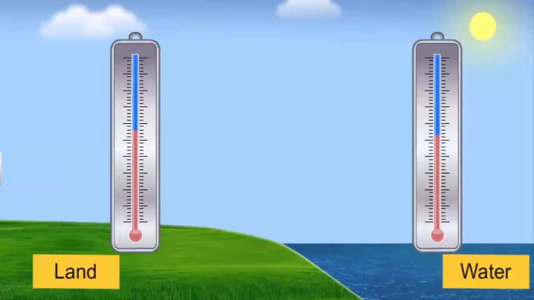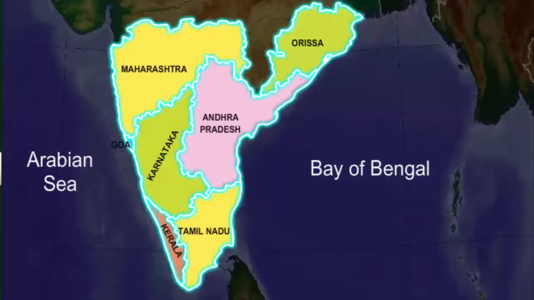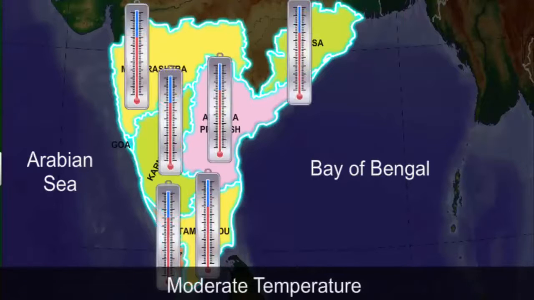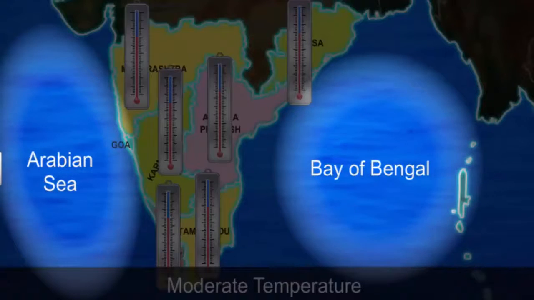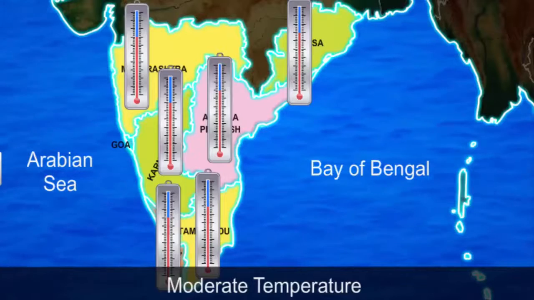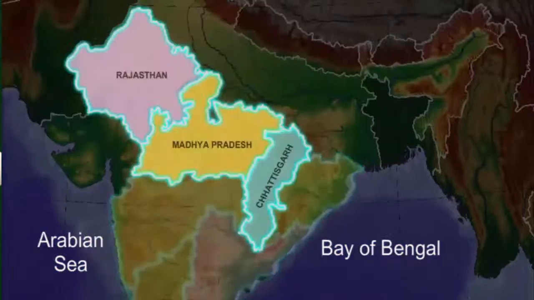It takes longer for water to get heated and to cool down. As a result, places near the sea experience mild temperature. They are neither too hot in summer nor too cold in winter. The sea has a moderating effect on the air temperature of land.